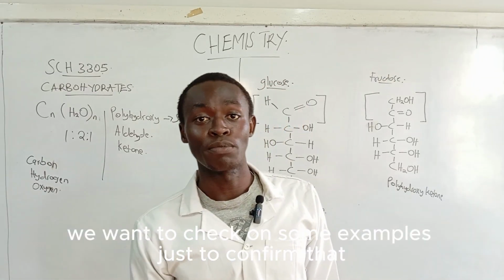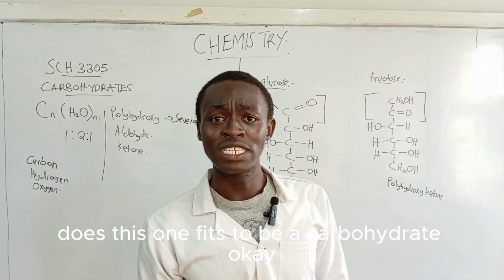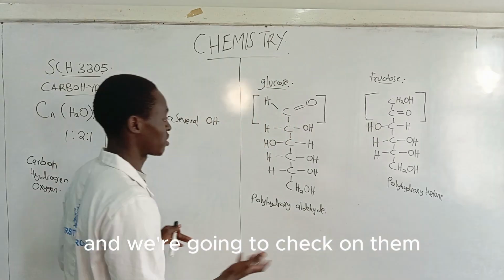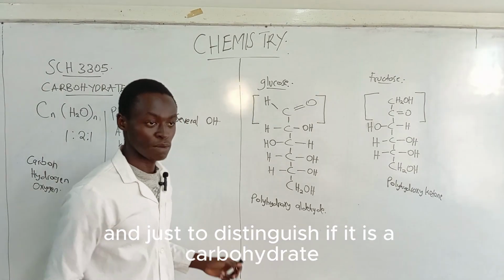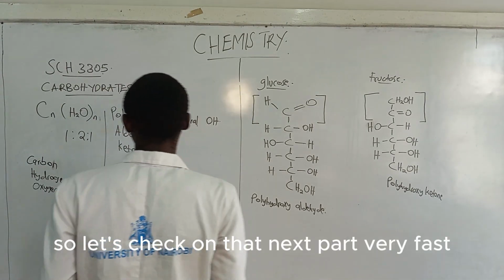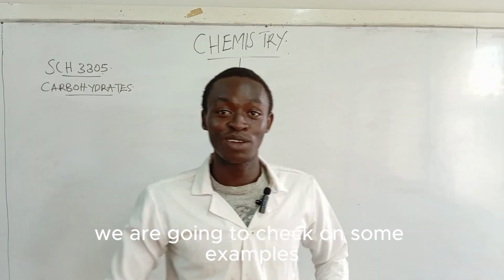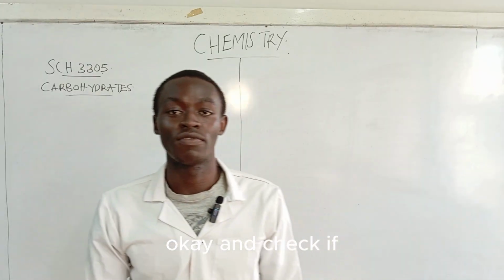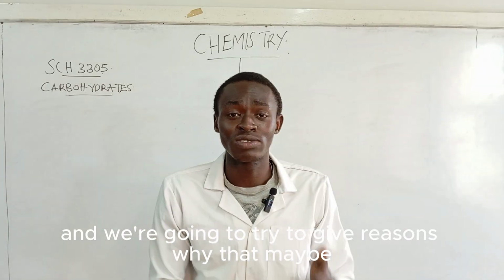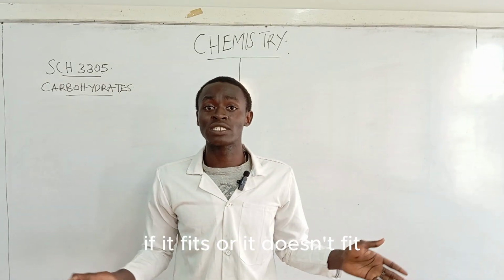We're going to check on some examples just to confirm: does this one fit to be a carbohydrate? I'm going to draw some structures and we're going to check on them and distinguish if each one is a carbohydrate or not. So let's check on that next part very fast. We're going to check if the compound really fits becoming a carbohydrate, and we're going to try to give reasons why it fits or doesn't fit.